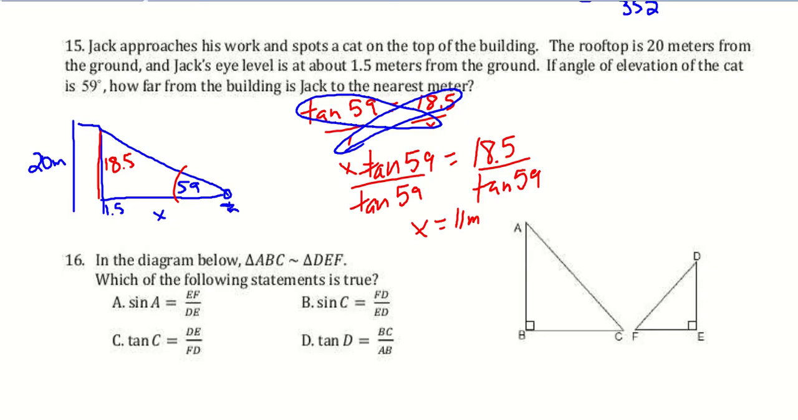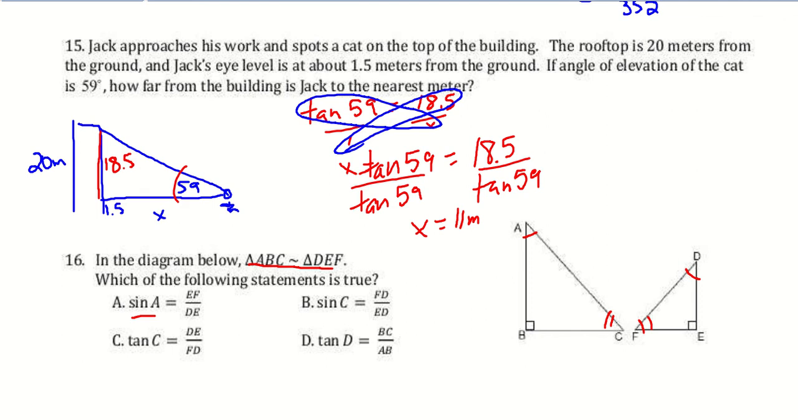All right. The last question, we have these similar triangles here. So that tells us that the triangles are being dilated to create the smaller one. There's a scale factor involved, and more importantly, that our angles are congruent. So when we look at the first question, it says sine of A. And I'm looking at the sine of A, and I'd be like, oh, well, that's BC over AC, right? Opposite over hypotenuse. That's not the letters here.